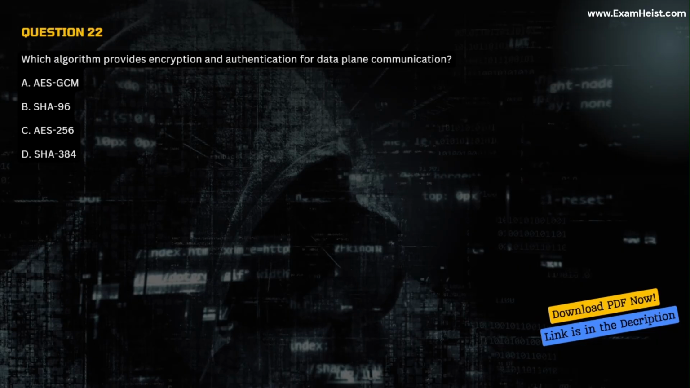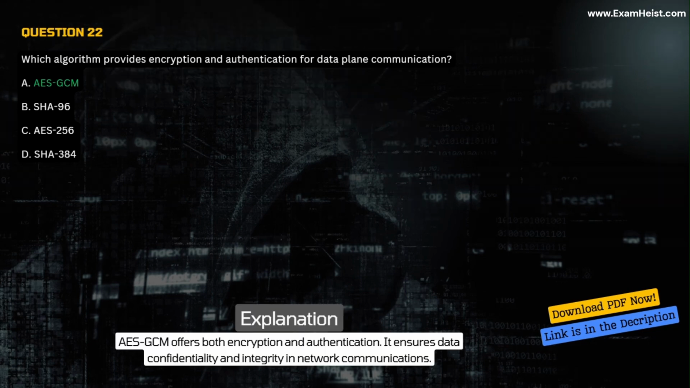Question 22. Which algorithm provides encryption and authentication for data plane communication? A. ESGCM. B. SHA-96. C. AES-256. D. SHA-384. Correct answer A. ESGCM. Explanation. ESGCM offers both encryption and authentication. It ensures data confidentiality and integrity in network communications.